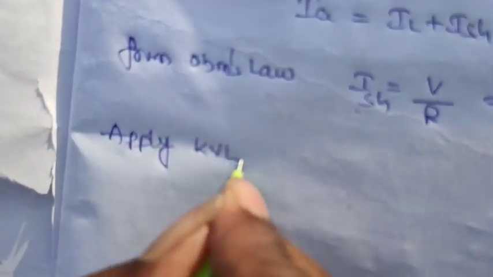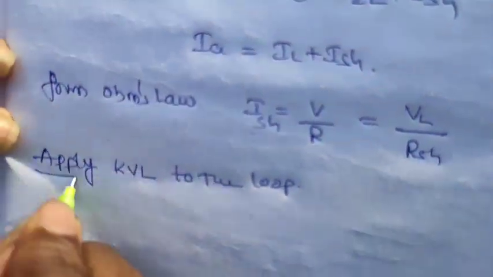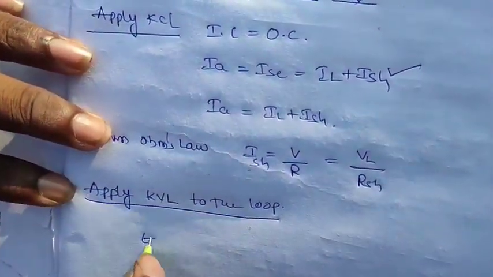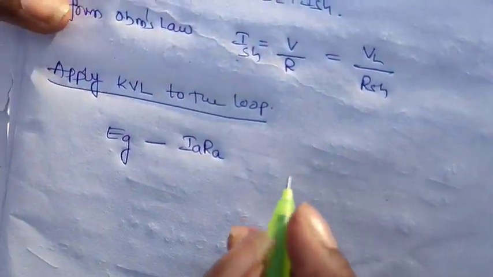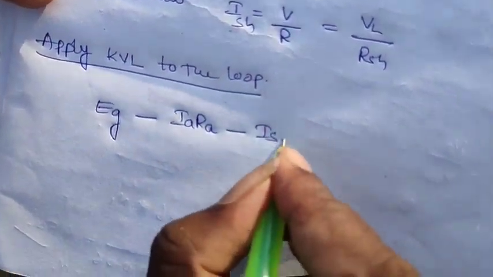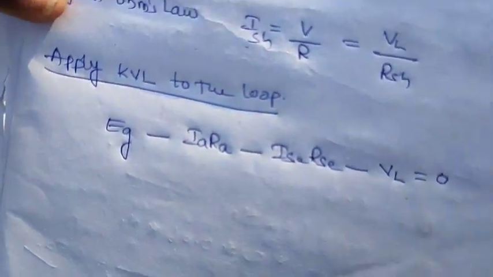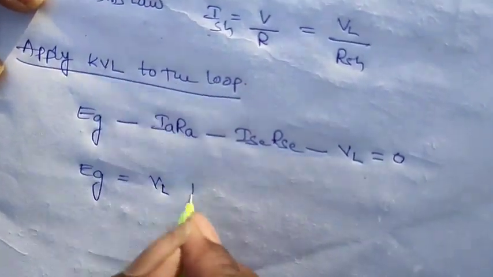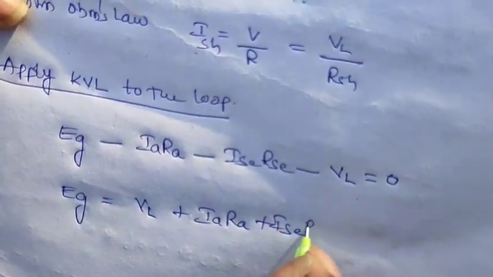Apply KVL to the loop. This is a loop. What is the source? EG. What are the drops? Armature drop IA RA, then the series field ISC RSC, and the load is VL. So EG equals VL plus IA RA plus ISC RSC.